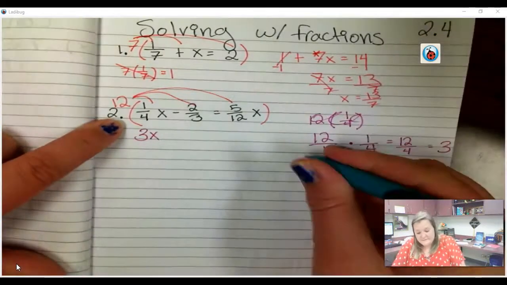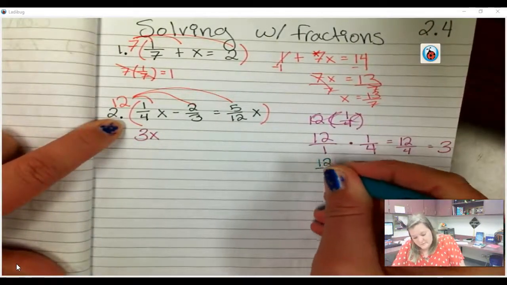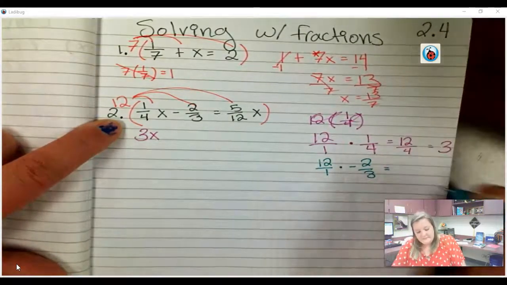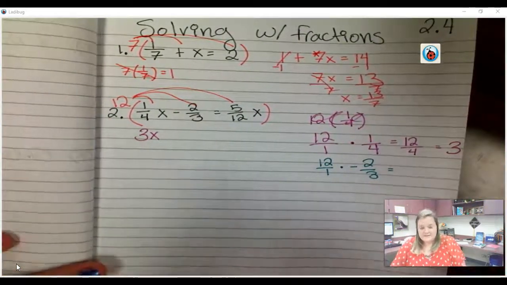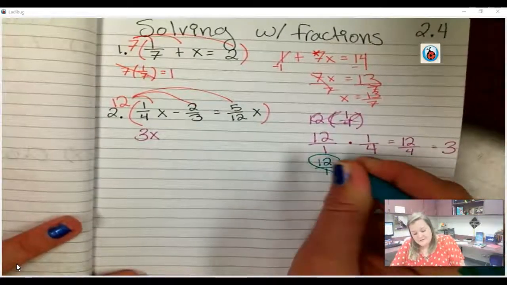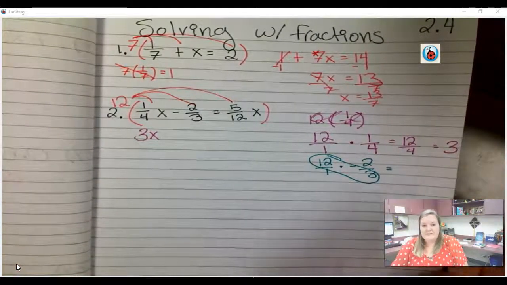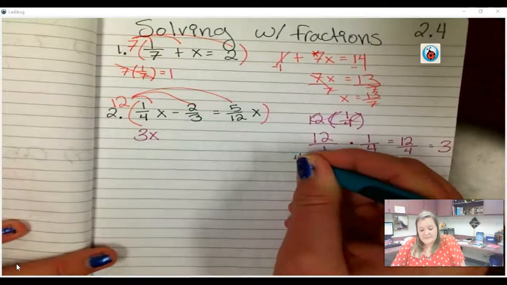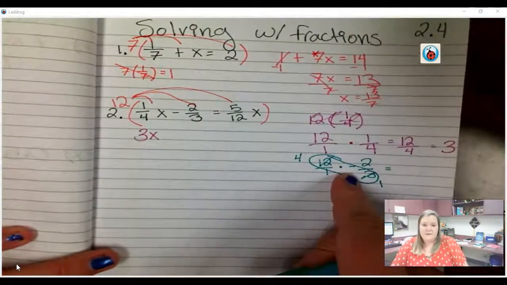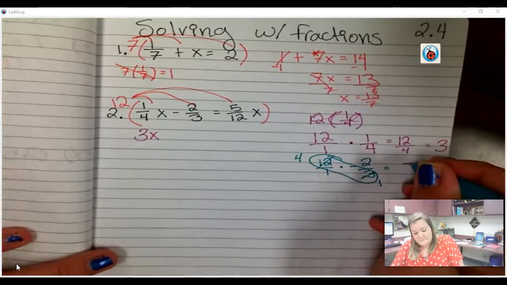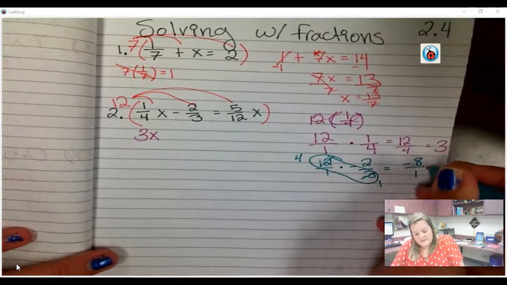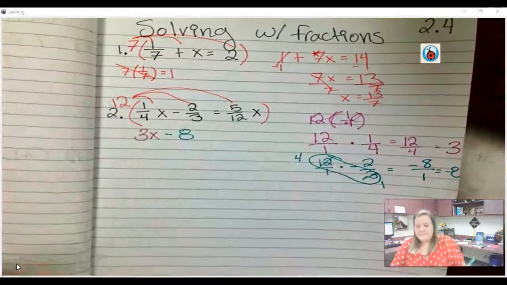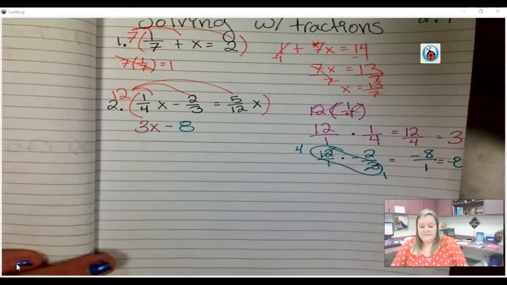So 12 over 1 times negative 2 over 3. You can also cross divide. 12 and 3, both numbers are divisible by 3. So 3 divided by 3 is 1. 12 divided by 3 is 4. So then you have 4 times negative 2 is negative 8 over 1, which just equals negative 8. Okay, you still with me?